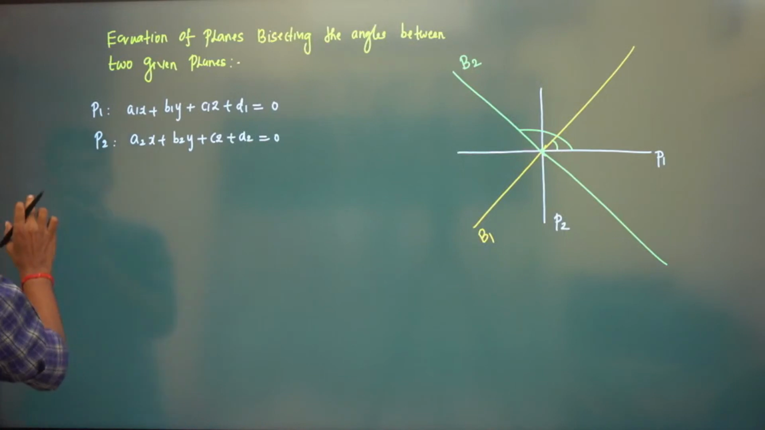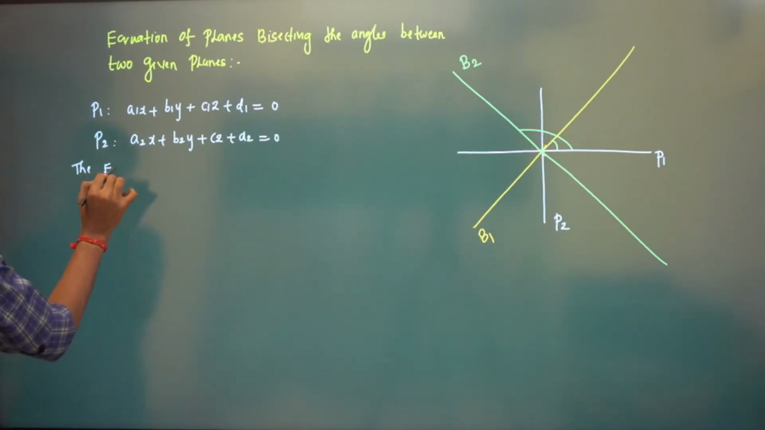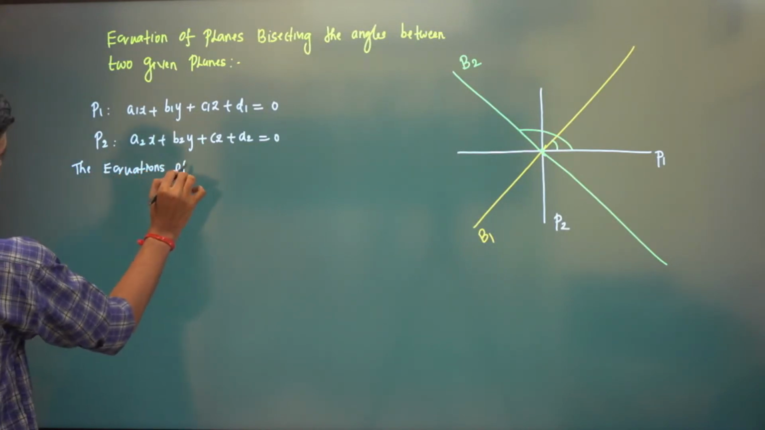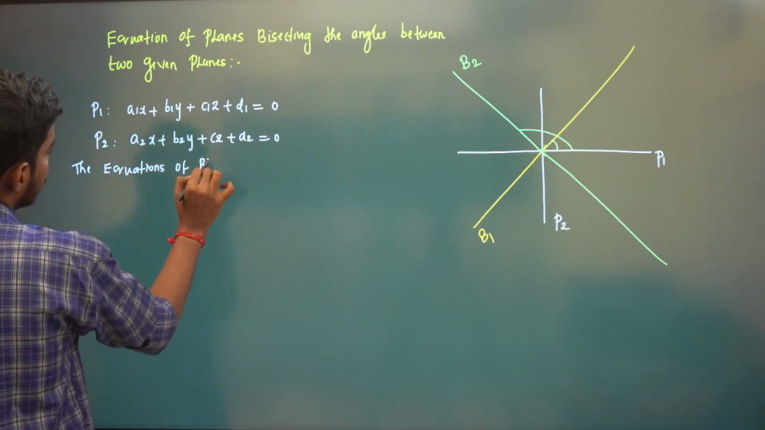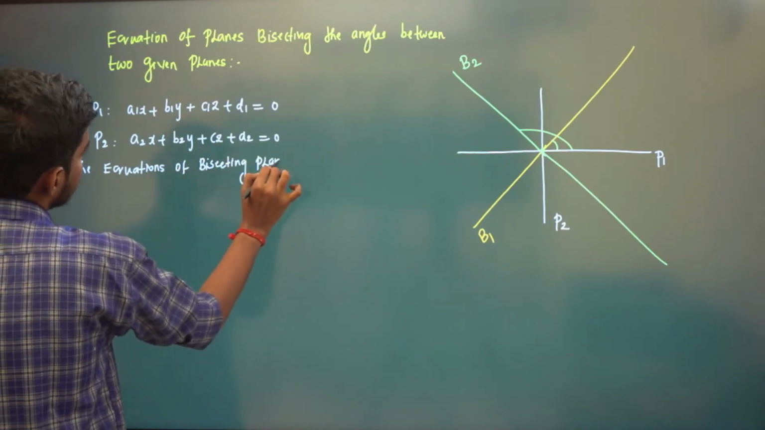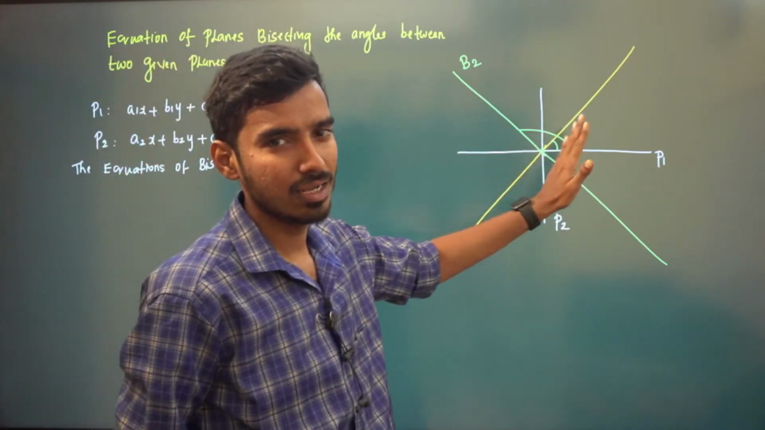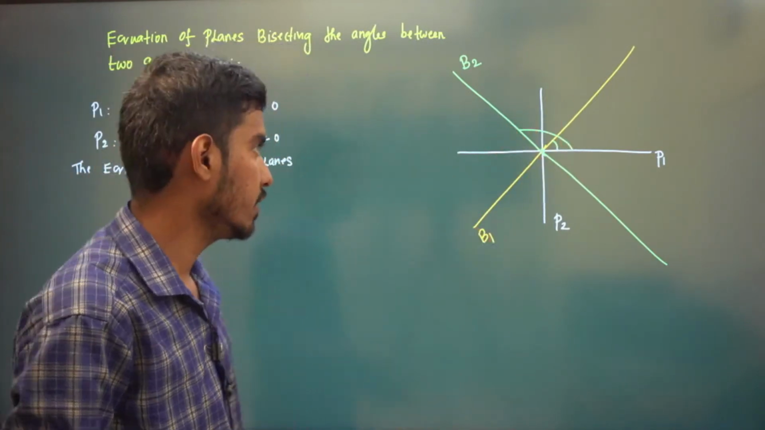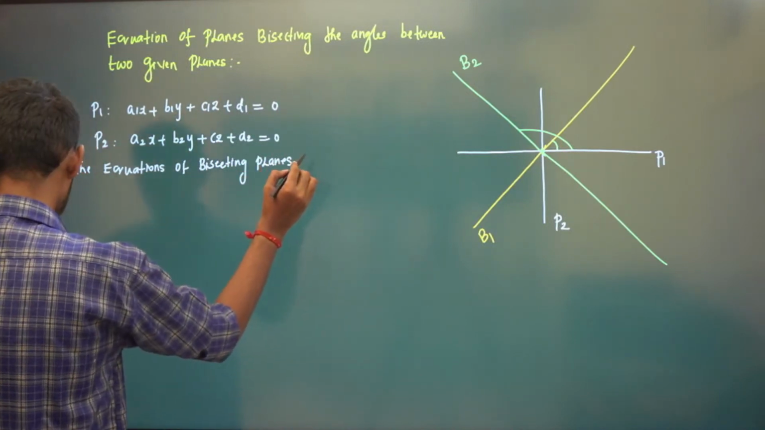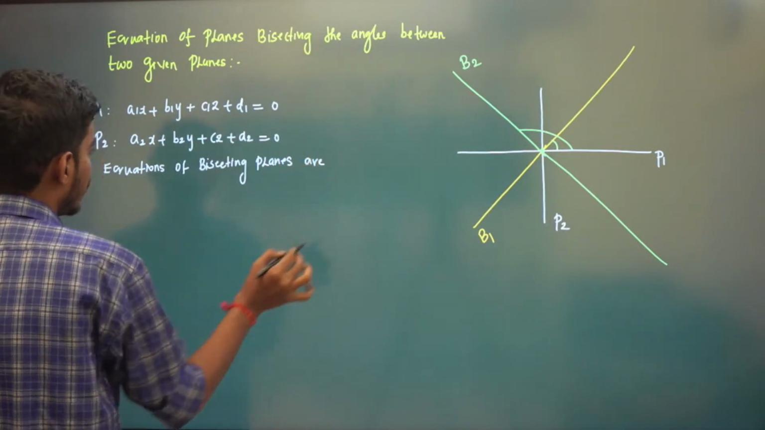It is given by the equations of the bisecting planes. See, remember these are all planes. Just for understanding, I have drawn this as a line, but all these are planes only. The equations of the bisecting planes are given by, so we will have B1 and B2.